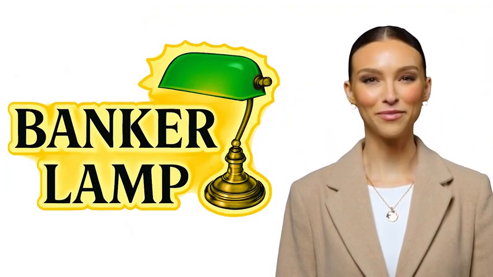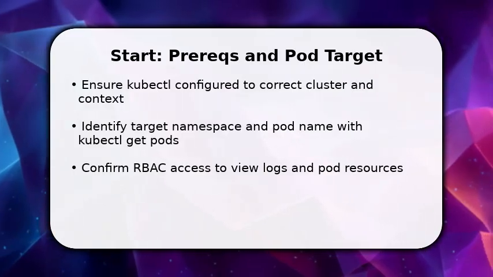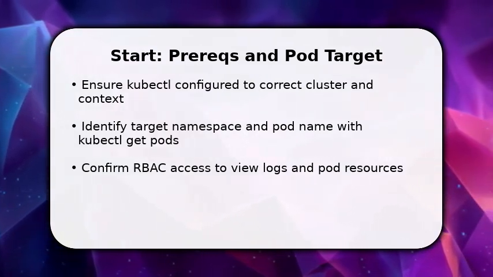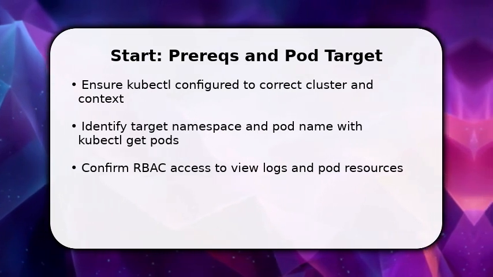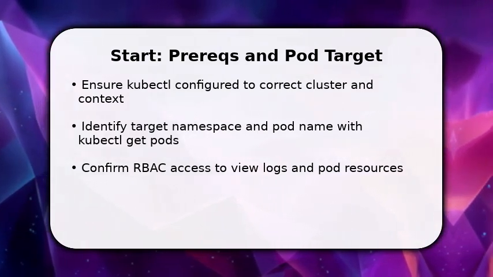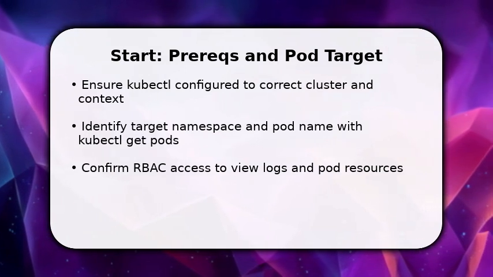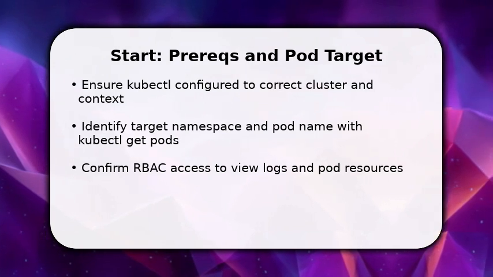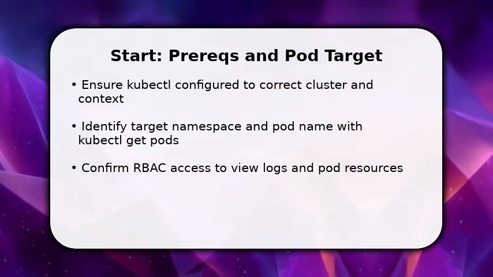You begin by confirming kubectl is pointed at the right cluster and context, because the wrong context wastes time. First, list pods in the namespace to pick the correct pod. Once you have the pod name, verify you can access its logs by checking role permissions. Lack of RBAC access is a common blocker.